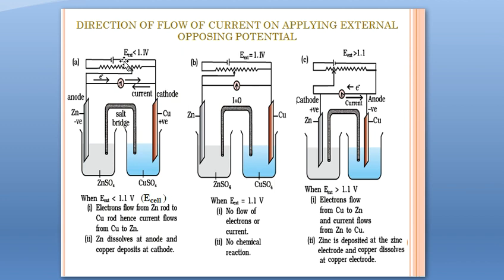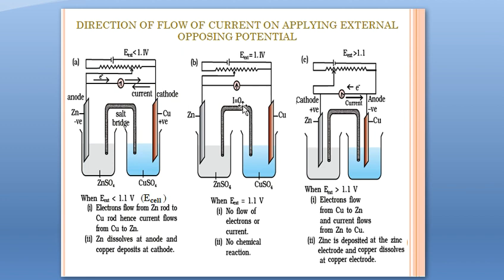Now we keep increasing this external electrical potential. As we keep increasing this potential, a point will be reached when this external electrical potential becomes equal to the E cell potential of the cell. At that point of time, quite naturally, I will be zero.